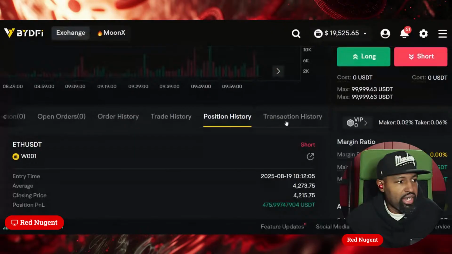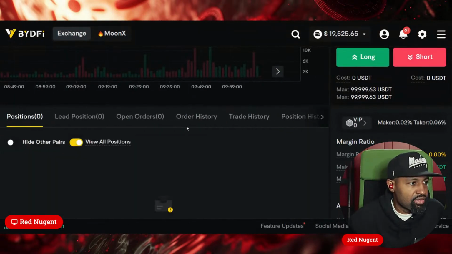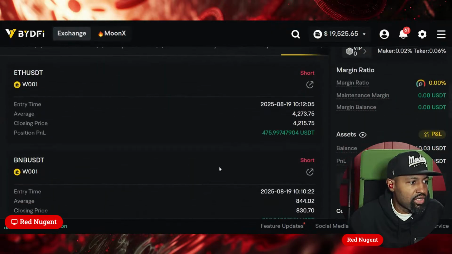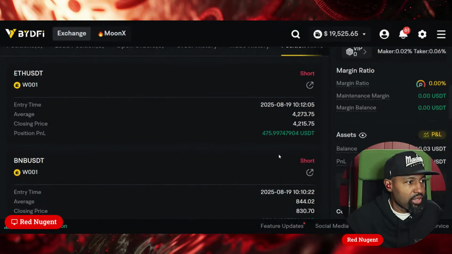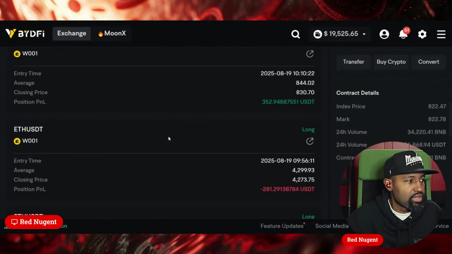Now, yesterday's trades, we closed out of them successfully. Great trades, two trades. I think we made about $700, $800 on that one. About 800 on those two trades just yesterday alone, ladies and gents. So the Ethereum short is right here. Netted about 475 on that one, and the BNB short netted about 350 on that one.